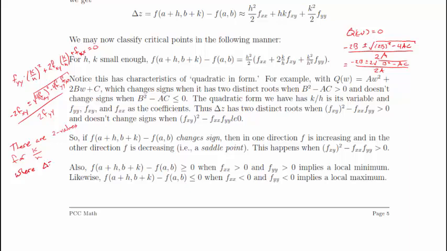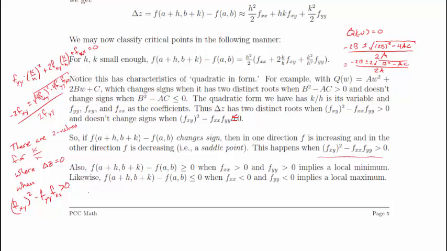The change in z equals 0 when this discriminant here is greater than 0. That means that in one direction f is increasing, and in another direction f is decreasing, right? Our change in z is positive some places, negative in others, so we must have a saddle point. So we see that expression again here.